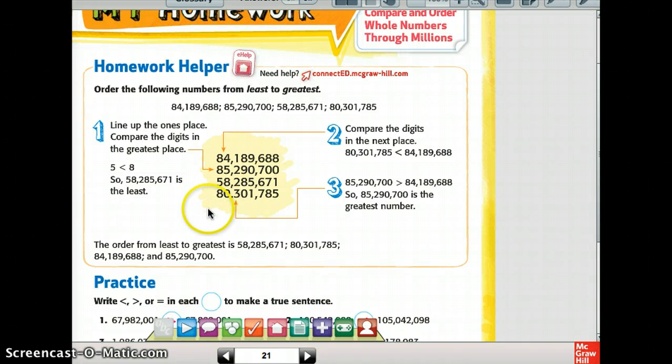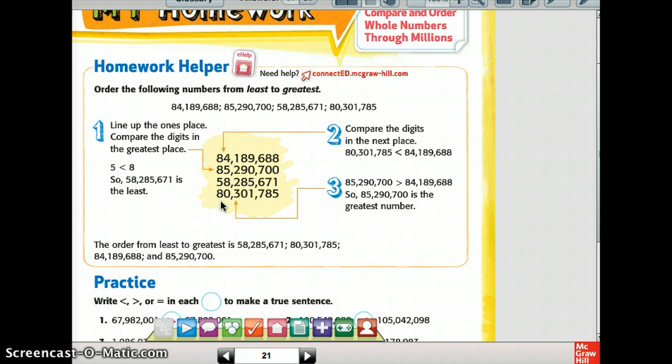So then you would start by comparing the first digit to the left like we did before. This time we're looking from least to greatest, so we're looking for the smallest in the 10 millions place. And that would be the 5. As it says over here, 5 is less than 8. So 58,285,671 is the least.